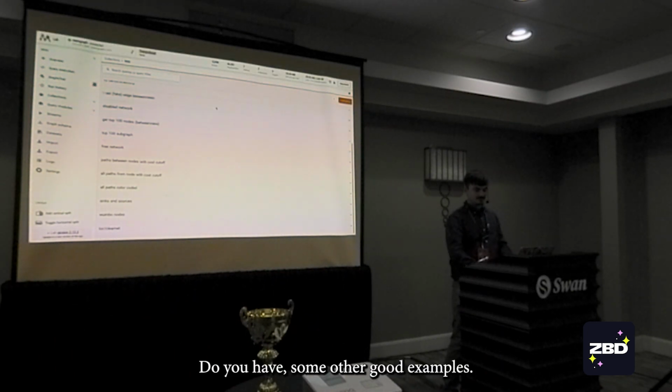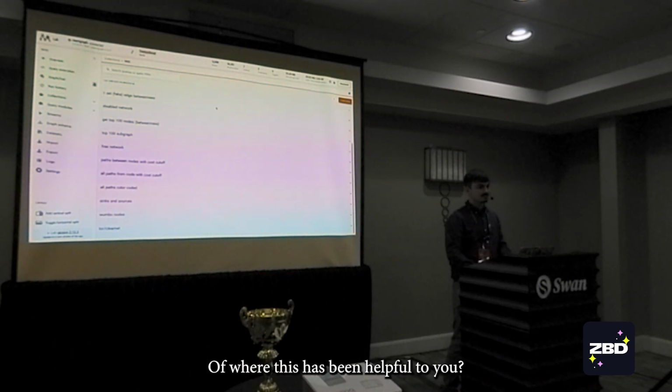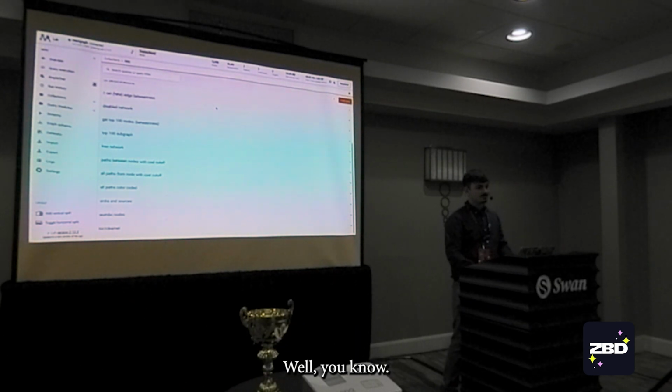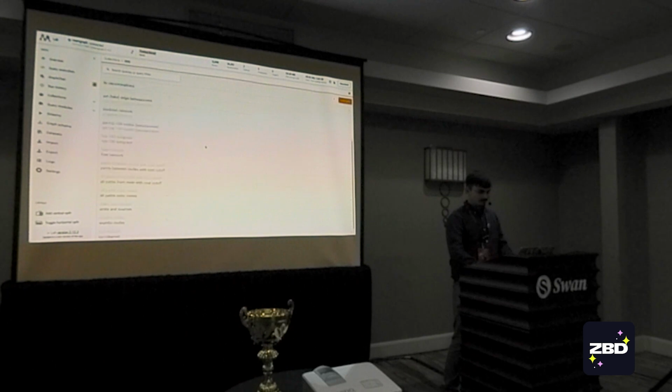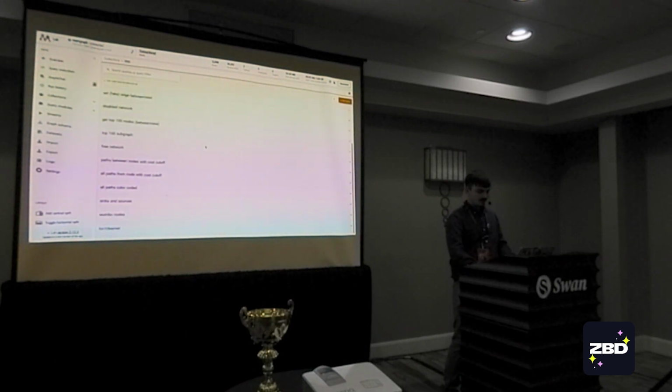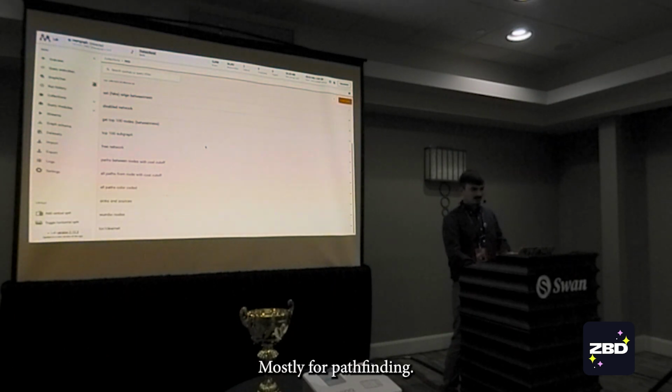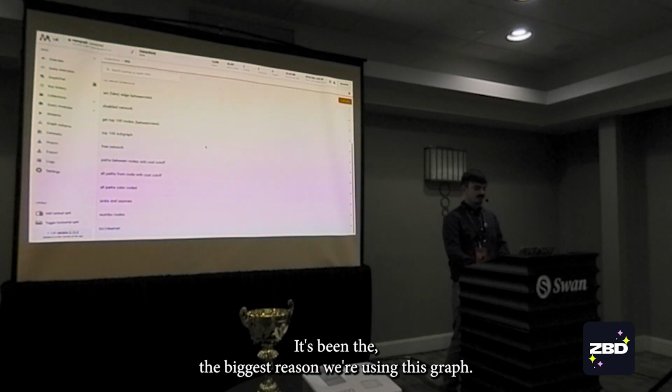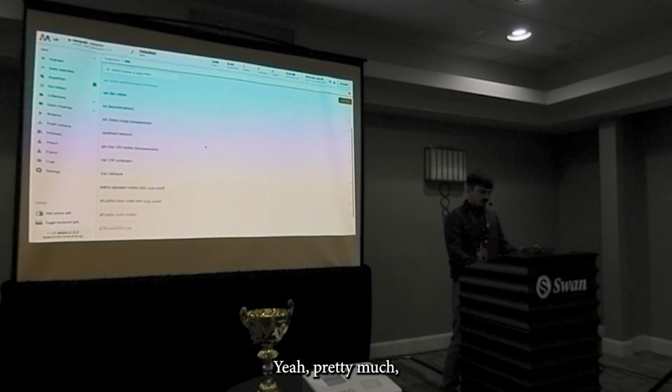Do you have some other good examples of where this has been helpful to you in managing nodes, running payments? Mostly for pathfinding. That's been the biggest reason we're using Memgraph. Yeah, pretty much.